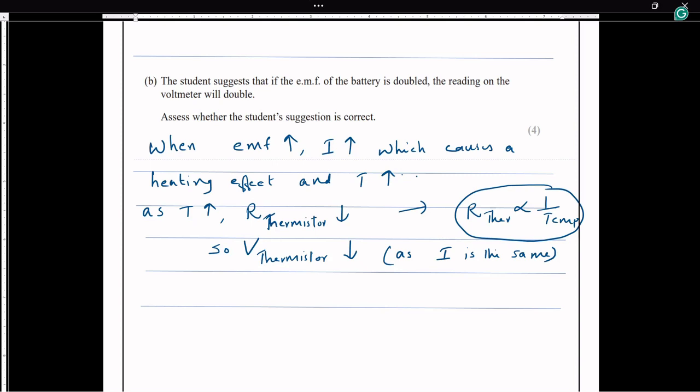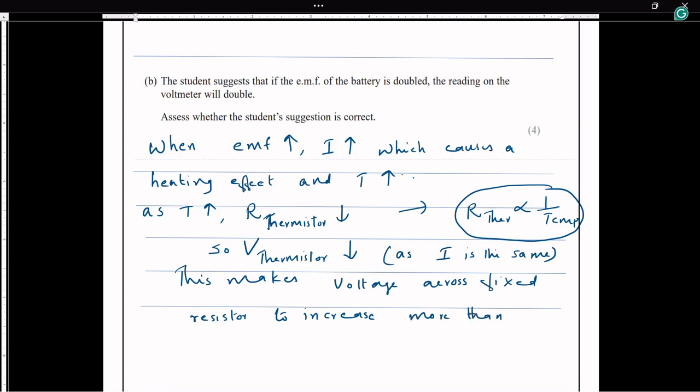And when the voltage of the thermistor decreases, this makes voltage across the fixed resistor increase to more than double the value. So the student is incorrect.